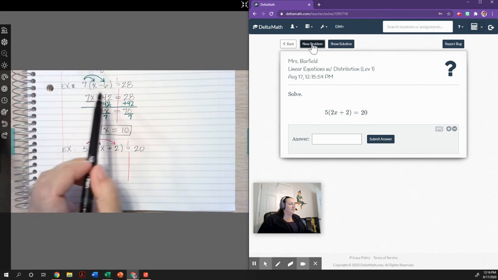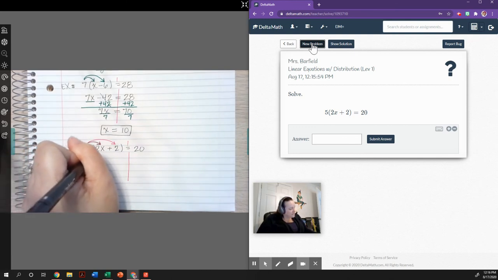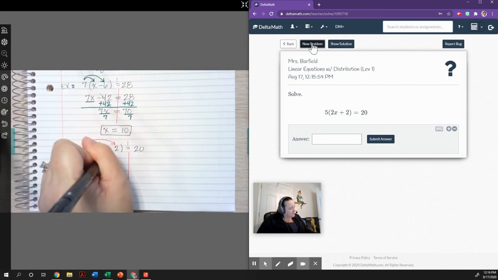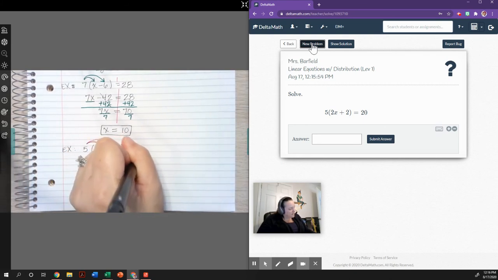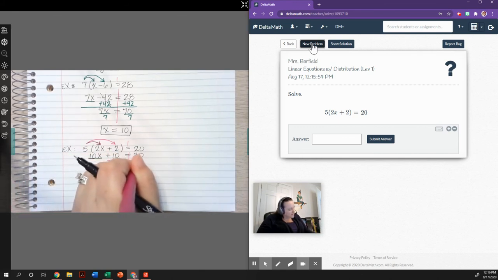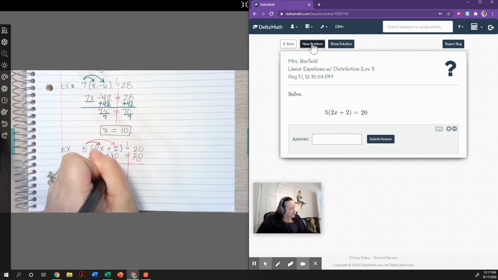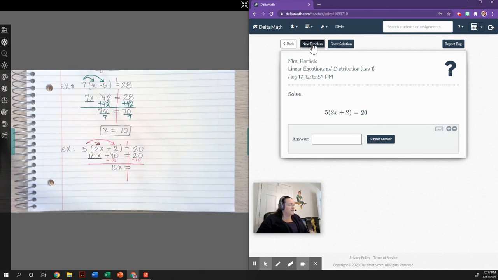Now, the previous two problems, there wasn't a number in front of the variable. So 5 times 2x, you got to multiply 5 times 2. So 5 times 2 is 10x. 5 times 2 is plus 10 equals 20. All right, I need to get 10x by itself. So I need to eliminate the plus 10. So I'm going to subtract 10 from both sides. So that eliminates, and I'm left with 10x equals 20 minus 10 is 10.